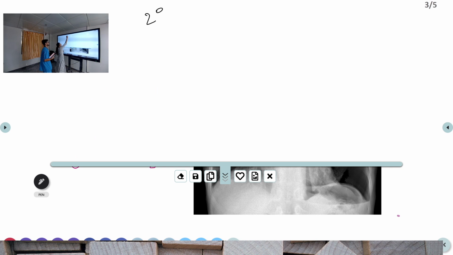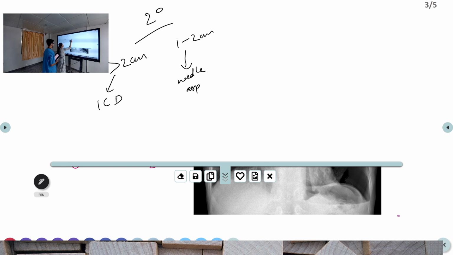Secondary pneumothorax: again depending on the size. What sizes can there be? More than 2 centimeter, what will you do? ICD. Then 1 to 2 centimeter: needle aspiration, same as the other one. Less than 1 centimeter: conservative management. Admit the patient, start on oxygen, follow up the chest X-ray, and if it is worsening, then we will have to decide.